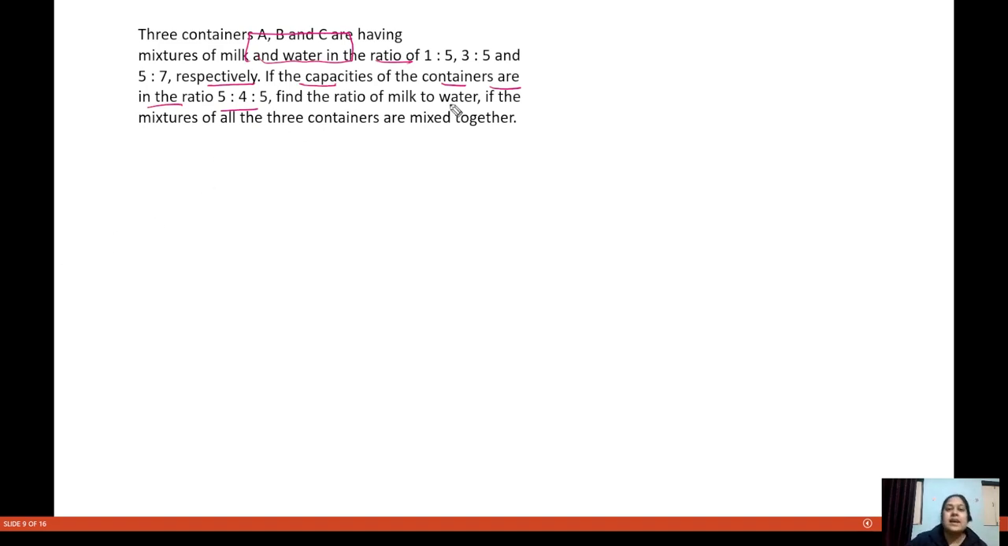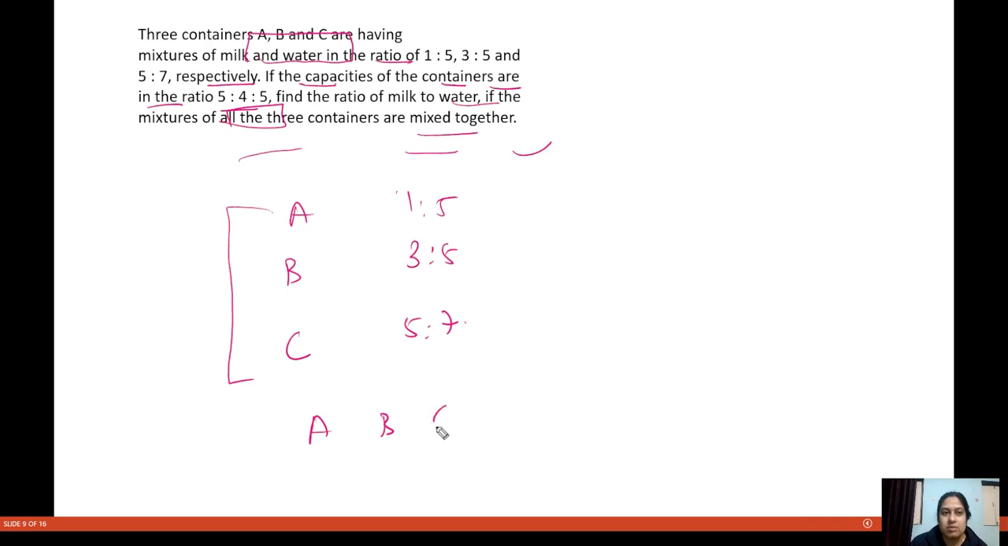So it is saying three containers A, B, and C are having mixtures of milk and water in the ratio 1 is to 5, 3 is to 5, and 5 is to 7. Now it is saying the capacities of the containers are in the ratio how much? 5 is to 4 is to 5. Find the ratio of milk to water if the mixture of all three containers are mixed together. So see, in all these containers, the capacity ratio is 5 is to 4 is to 5.